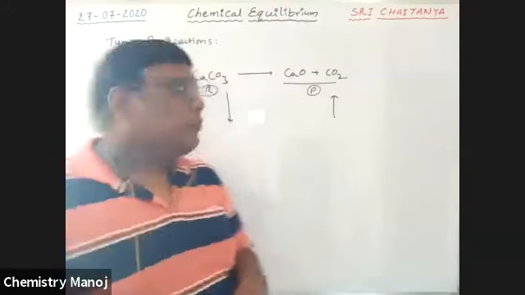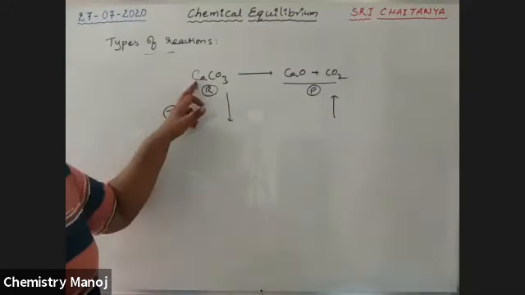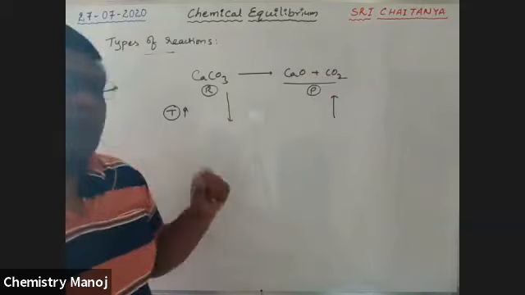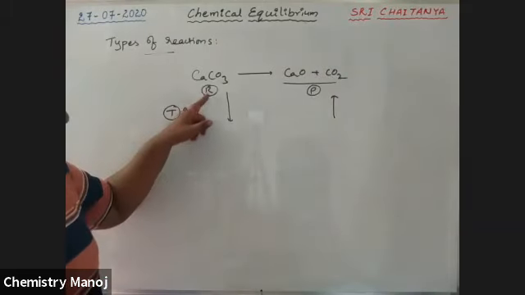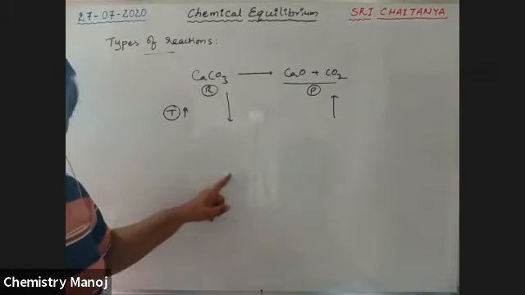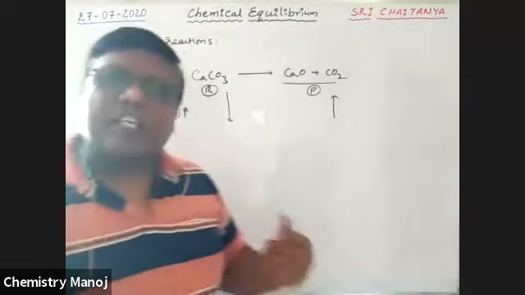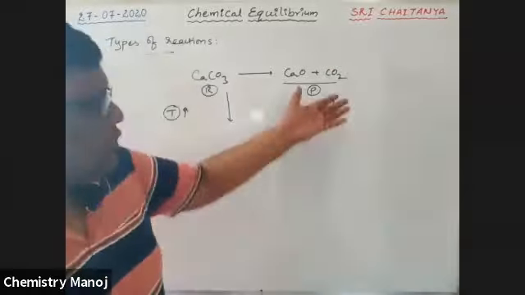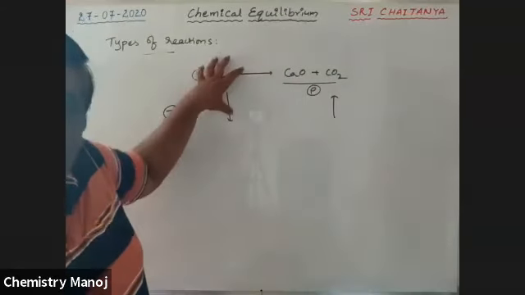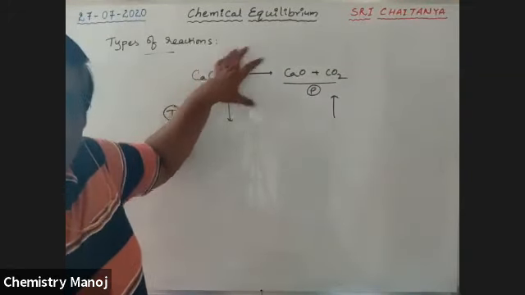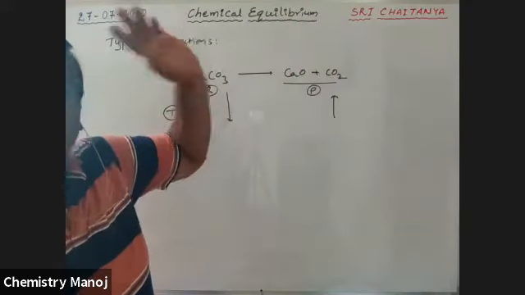Okay, boys. So this is CaCO3 ⇌ CaO + CO2. As the time increases, reactant concentration gradually decreases and product concentration gradually increases. So after some time, no doubt, product concentration is greater than that of reactant concentration.